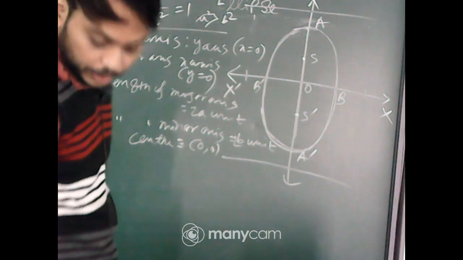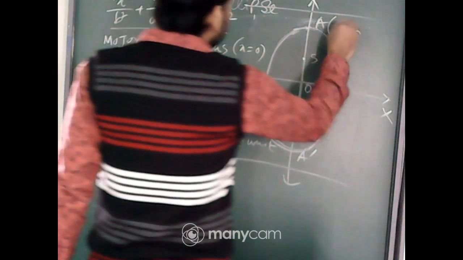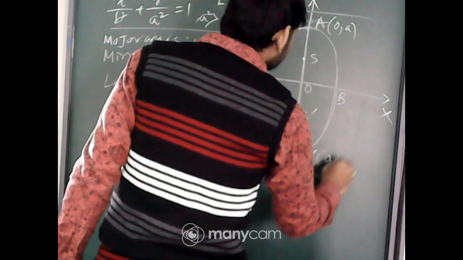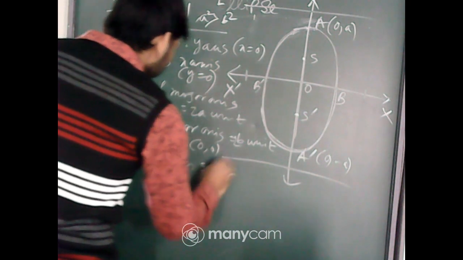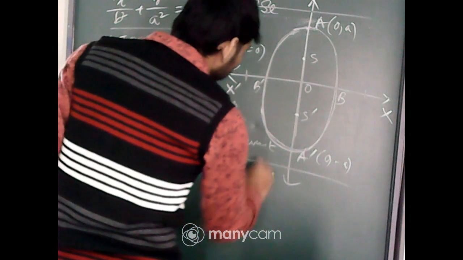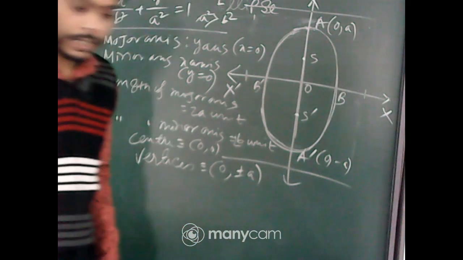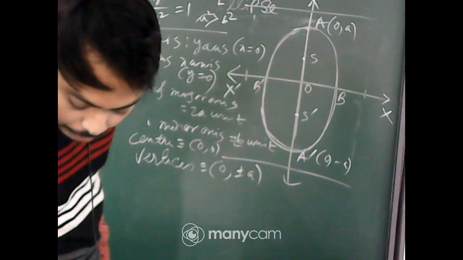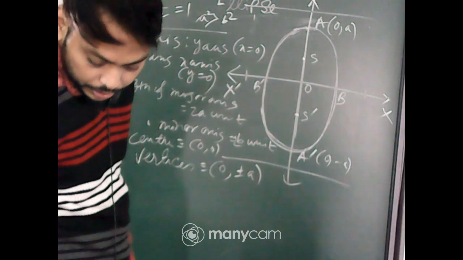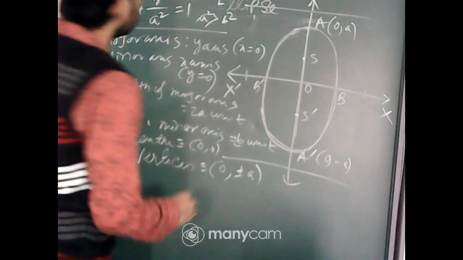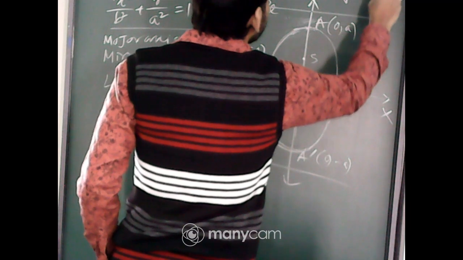Now telling me the vertices, this is 0 comma a, 0 comma minus a. So vertices 0 comma plus minus a, coordinate of A is 0 comma a and coordinate of A dash is 0 comma minus a. So simultaneously it will be 0 comma plus minus a. Okay. Now the next thing, eccentricity, that remains unchanged, e equals root over 1 minus b square by a square.